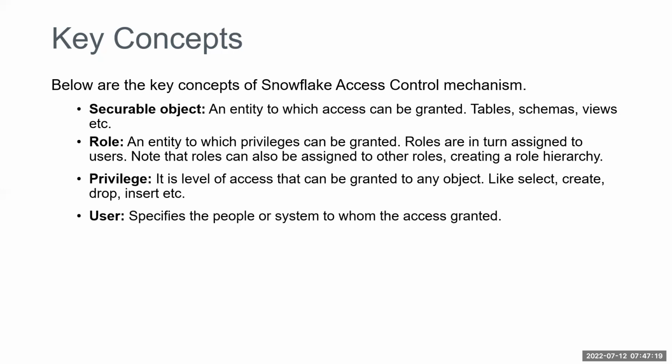Okay, and we'll operate the entire system with that batch user ID. So a user can be a team member, or it can be a batch user ID to whom this access can be granted. Okay, so these are the key concepts of access control in Snowflake. Securable object, it's an entity to which the access can be granted. A role, an entity to which privileges can be granted. Privilege is nothing but the level of access, and user is nothing but a person or the batch ID, to whom we give the access.